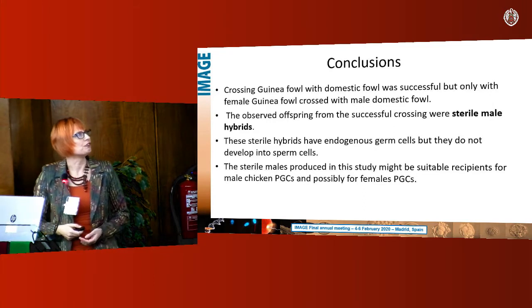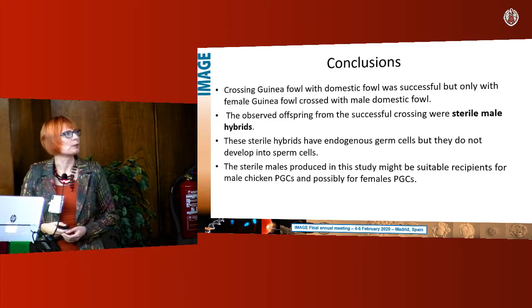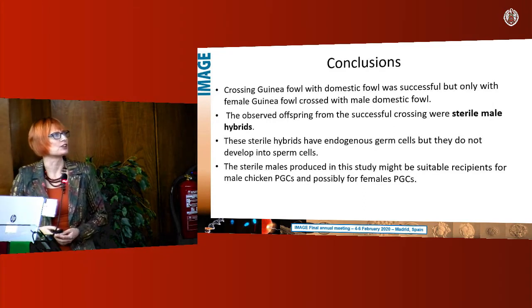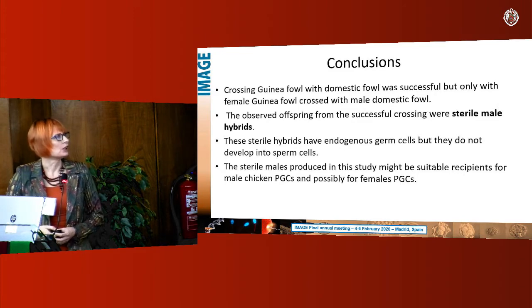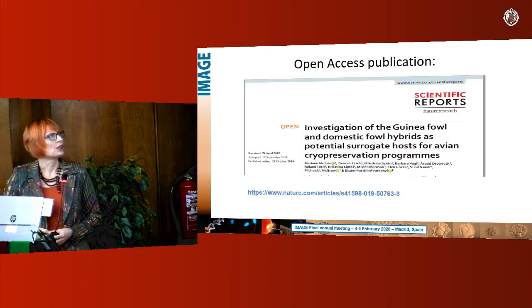So crossing guinea fowl with domestic fowl was successful, but only with female guinea fowl crossed with male domestic fowl. The observed offspring from the successful crossing were sterile male hybrids. These sterile hybrids have endogenous germ cells, but they don't develop into sperm cells. The sterile males produced in this study might be suitable recipients for male chicken PGCs and possibly for female PGCs.